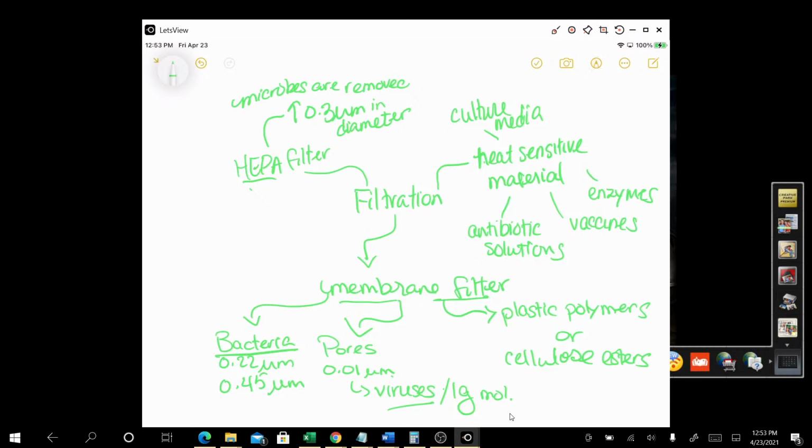From the antibiotic solution, removed with a greater diameter size of 0.3 micrometers. And that is filtration. Those are the 5 points that I want to cover.